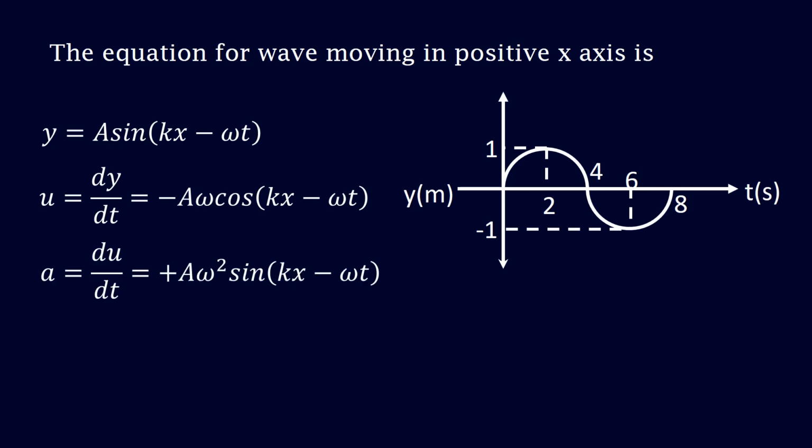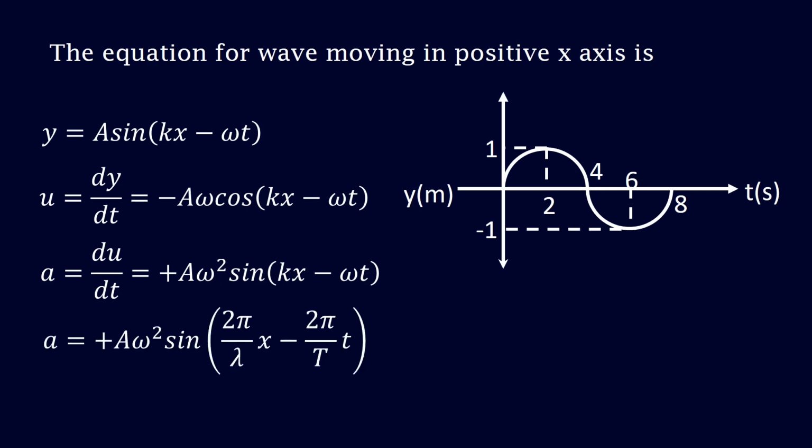By taking the derivative of velocity u with respect to time, we get a is equal to plus a omega square sine of (kx minus omega t). Note, the derivative of cos theta is equal to minus sine theta. Therefore, the negative signs cancel out and a becomes positive. By substituting the value of k and omega, we get the equation a is equal to a omega square sine of (2 pi upon lambda into x minus 2 pi upon T into t).